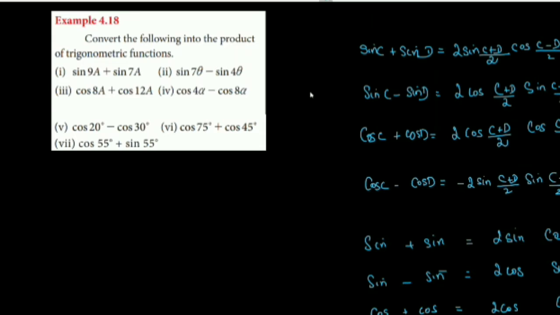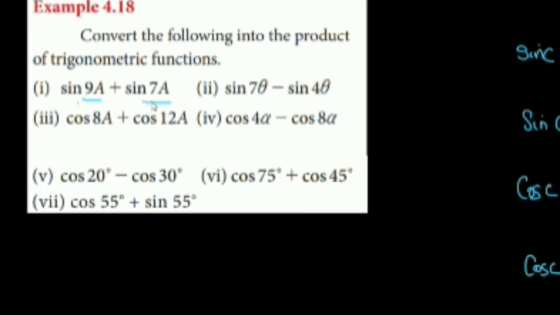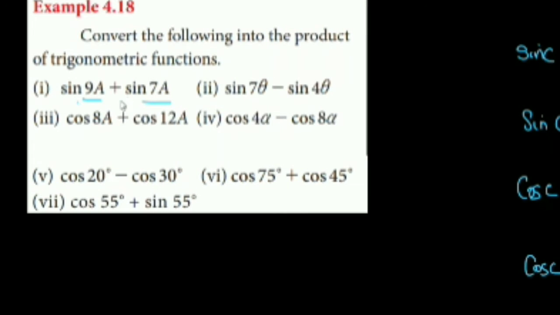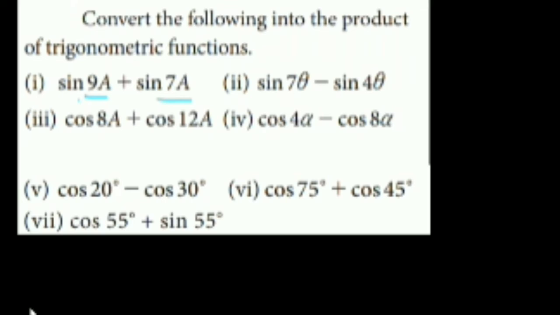Here it is given as a sum, right? Sum of two trigonometric ratios. Now we have to convert this into product. This is given as a sum of two trigonometric ratios, and we have to convert this as product. So that means just sine plus sine. So what is sine plus sine? 2 sine cos. So just write that.